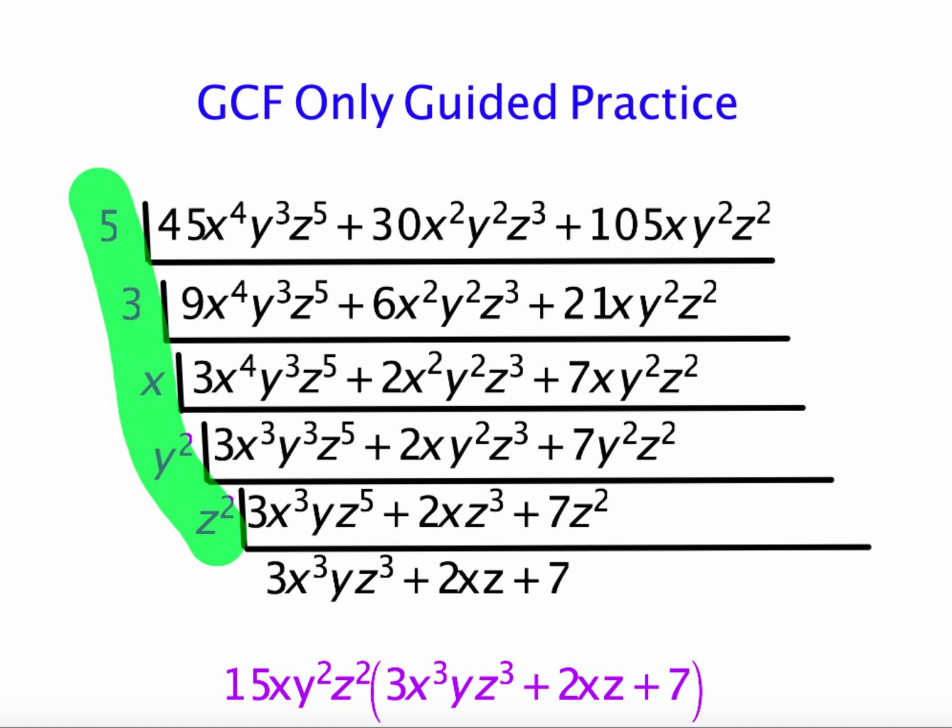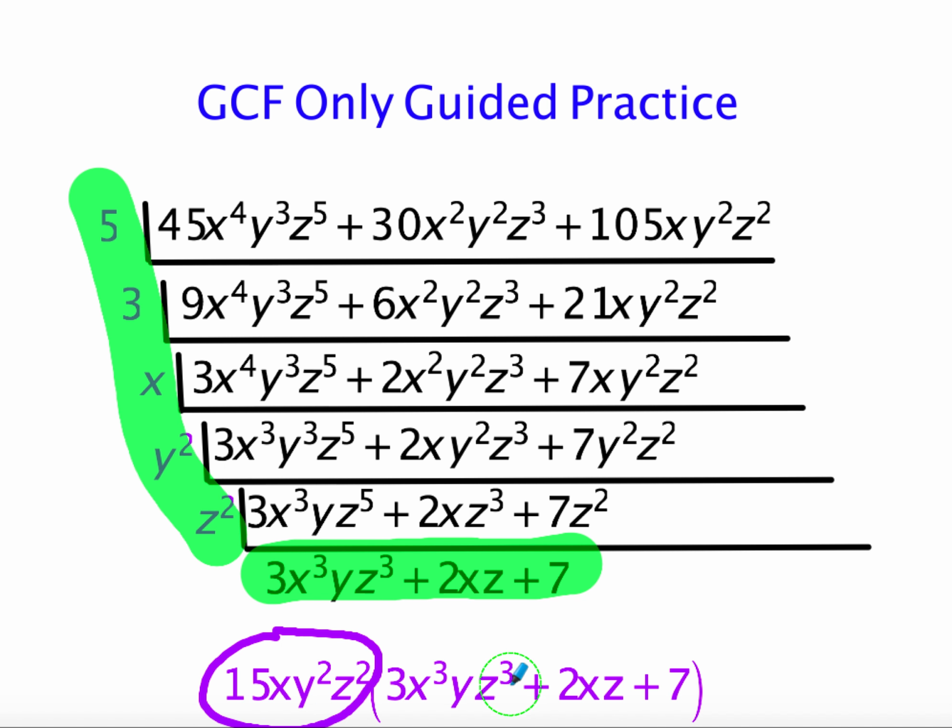Again, the GCF is found as the product of these common factors. So 5 times 3 times x times y squared times z squared, which is just going to be 15x y squared z squared. And then this part down here, I've already done the division, which is the great part of the ladder method. And so that gives me my other factor in my factored form right here. So we know that 15x y squared z squared times 3x to the 3rd y z to the 3rd plus 2xz plus 7. When we multiply that out, we end up with our original polynomial.